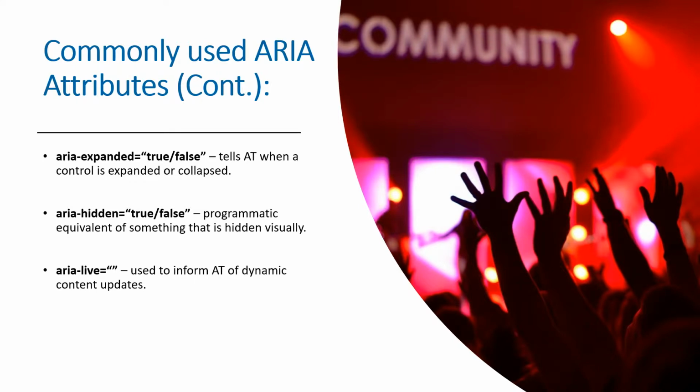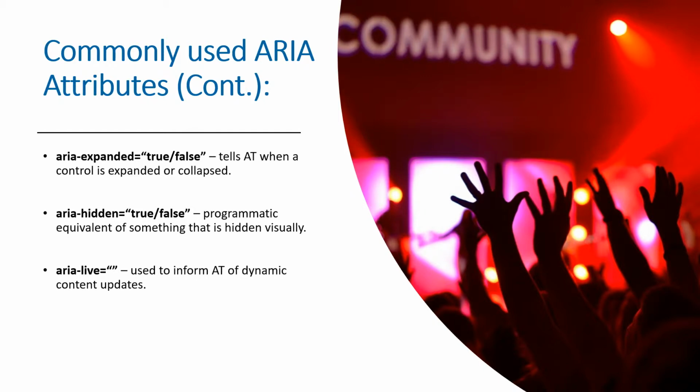Continuing on, we have ARIA expanded. This is used to tell assistive technologies when a control is collapsed or expanded. Commonly, this is used on headings or buttons that display or hide content when clicked on. This does require JavaScript to change the value to true or false when content does become expanded or collapsed.